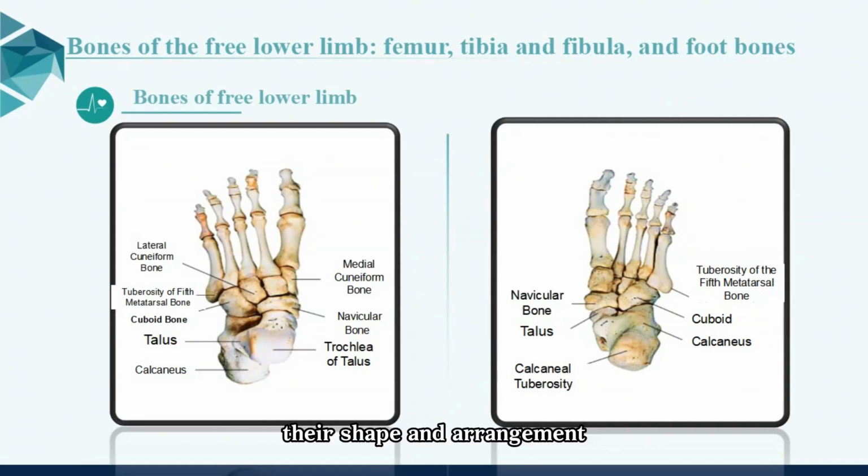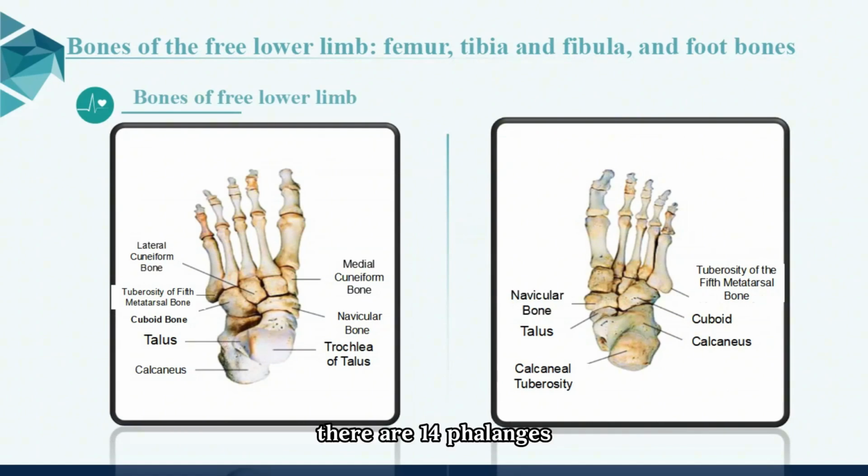Their shape and arrangement are generally similar to the metacarpals, but they are larger and stronger. The proximal end of each metatarsal is the base, which articulates with the tarsal bones. The middle part is the body, or shaft. The distal end is the head, which articulates with the proximal phalanges. The base of the 5th metatarsal projects posteriorly, forming the tuberosity of the 5th metatarsal bone, which is palpable.